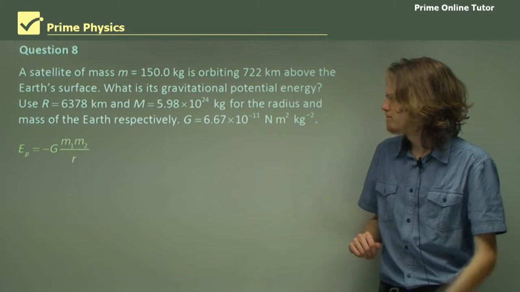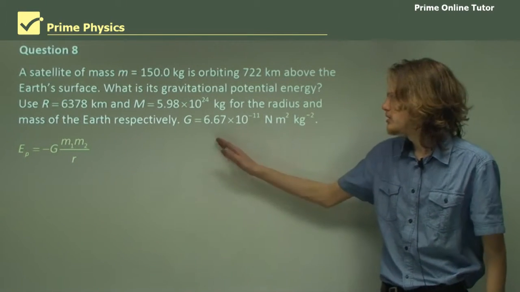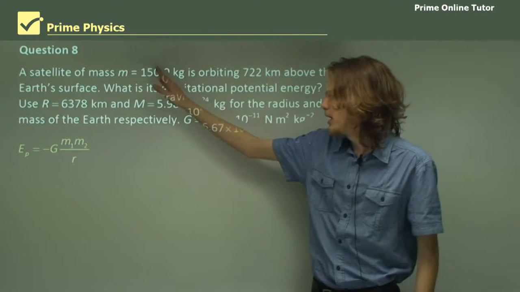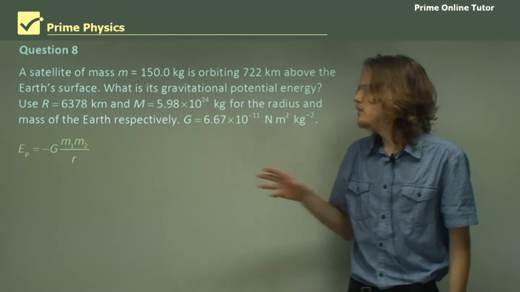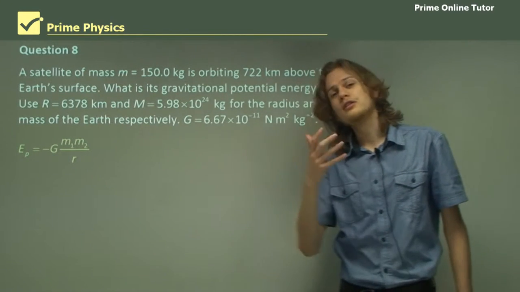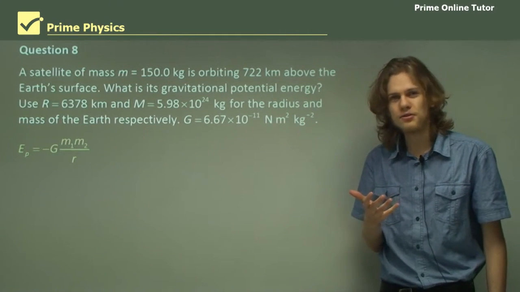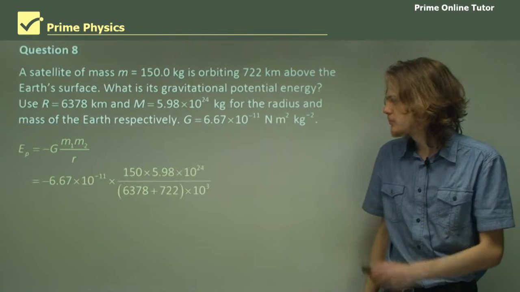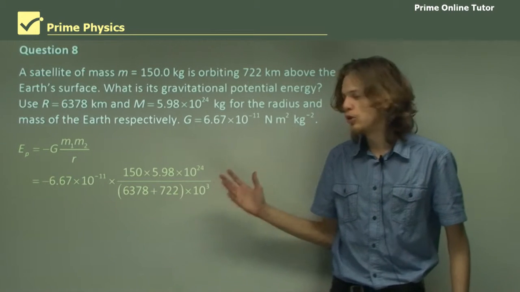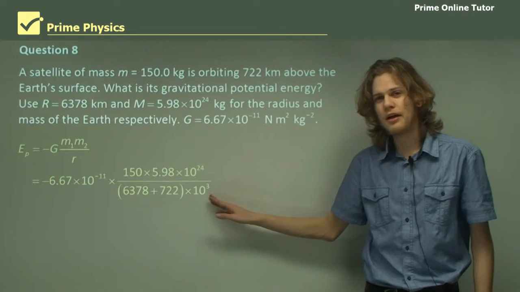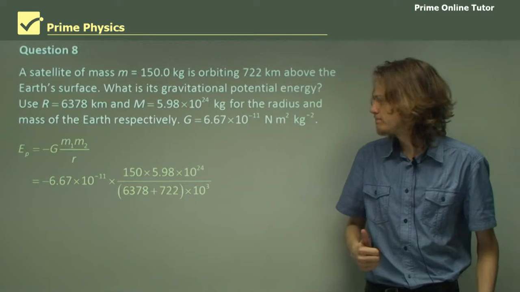All right, so we can substitute in our values, G, M, m, and hang on, what's r? R is going to be the radius of the Earth plus the altitude of the satellite above the surface. So we'll have the radius plus the altitude, and it's in kilometers, so we need to multiply it by 1,000 to get it in meters.